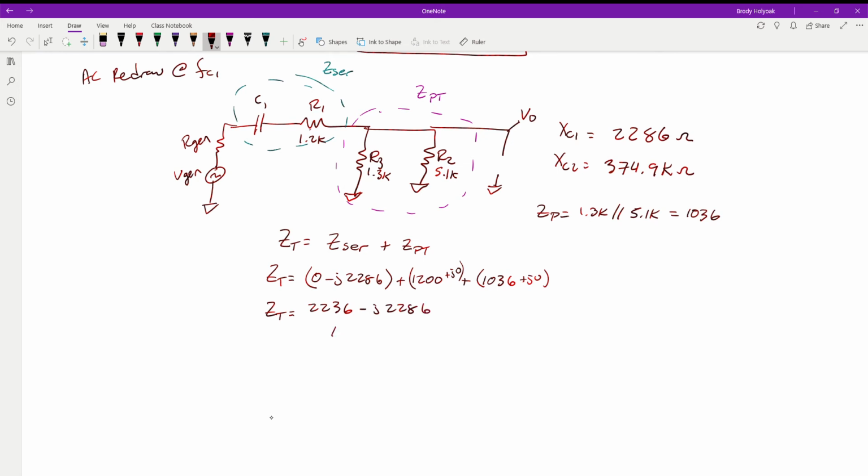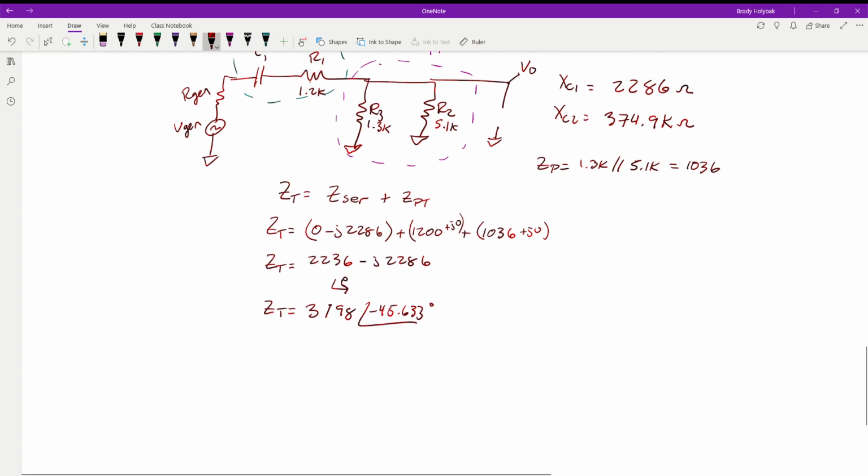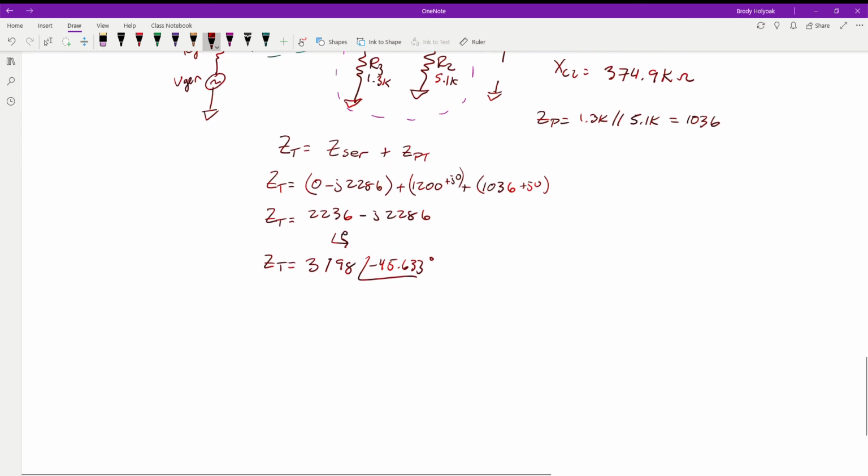We're going to convert this into polar because we're going to be dividing it. So our Z total comes out to be 3,198 ohms at an angle of negative 45.633 degrees. Now we have the total impedance of the circuit. Now we can calculate the current, which we'll then use to solve for the voltage of our parallel system.